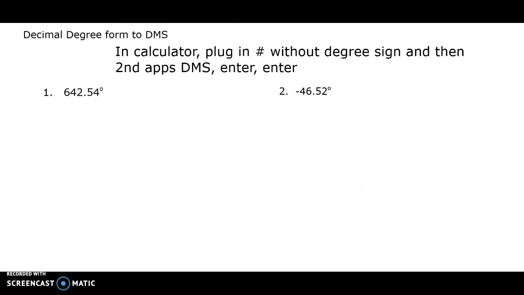So this time we're going to go in the reverse direction. We're going to go from decimal degree to DMS. So in your calculator, you're going to type in this degree measure, and you're not going to put the degree sign like it says here. And then you're going to do second apps DMS, enter, enter, and then go from there.